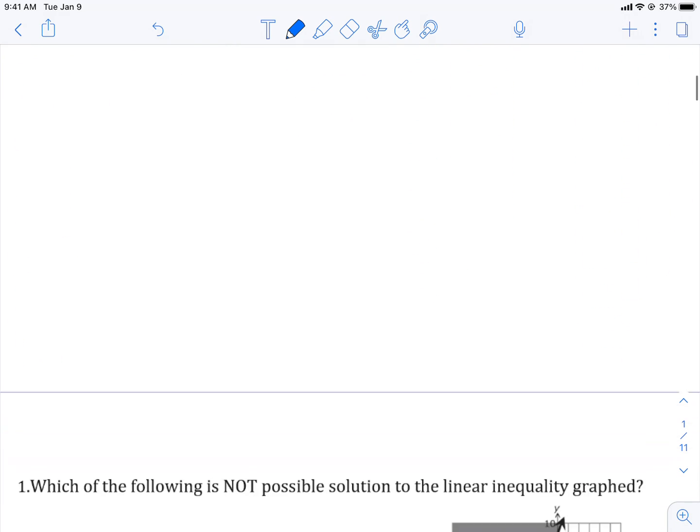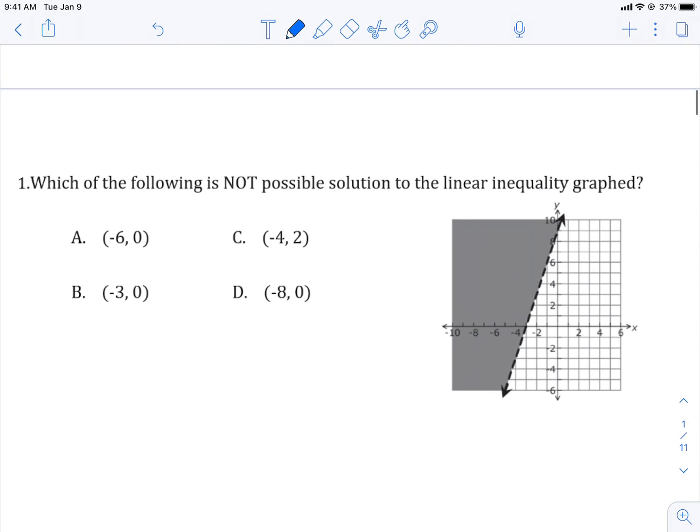So let's look at the first question of the review. Which of the following is not a possible solution to the linear inequality graph? Well, let's look. We want the point to not be in the shaded area because it says not. Negative 6, 0, that's right here. That's answer choice A. That is in the shaded area, so we don't want that one.